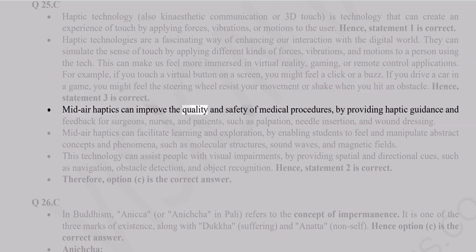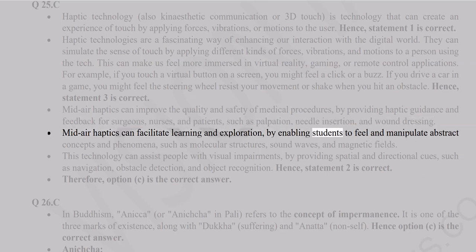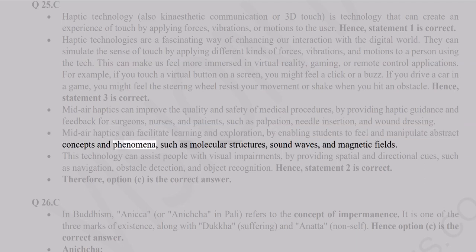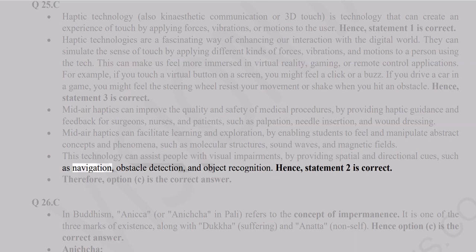Mid-air haptics can improve the quality and safety of medical procedures by providing haptic guidance and feedback for surgeons, nurses, and patients, such as palpation, needle insertion, and wound dressing. Mid-air haptics can facilitate learning and exploration by enabling students to feel and manipulate abstract concepts and phenomena, such as molecular structures, sound waves, and magnetic fields. This technology can assist people with visual impairments by providing spatial and directional cues, such as navigation, obstacle detection, and object recognition. Hence, statement 2 is correct. Therefore, option C is the correct answer.